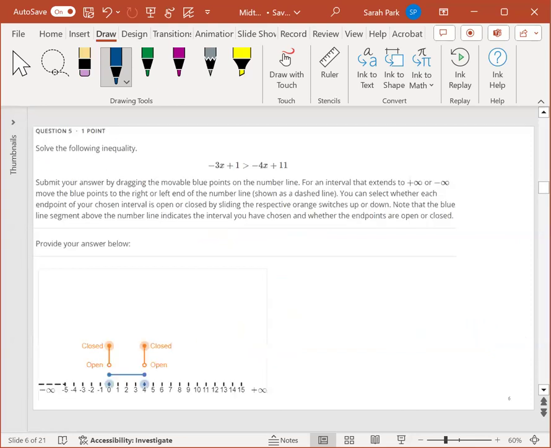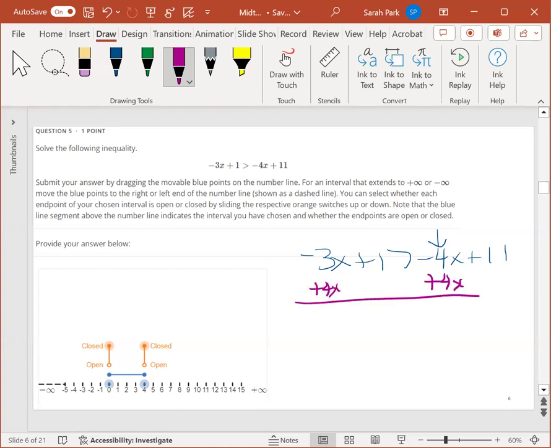Number 5 says to solve the inequality. You have negative 3x plus 1 greater than negative 4x plus 11. For inequalities, get all the x terms on the left hand side. So we add 4x to both sides here. Cancels with negative 4x on the right. And then you have negative 3x plus 4x, which is 1x plus 17. It's greater than 11. Actually, we don't really need to write the 1 in front of x. And then we subtract the 17 on both sides of the equation.